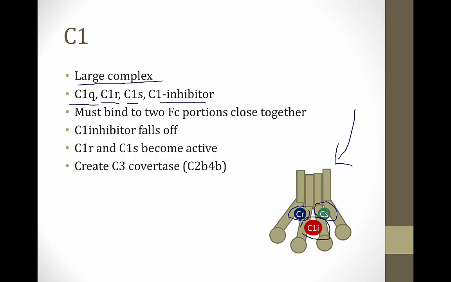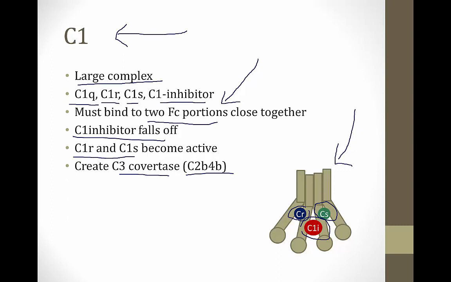In order for C1 to activate via the classic pathway, it must bind to two Fc portions of antibodies which are close together. When two Fc portions bind to the C1 complex, the C1 inhibitor will fall off. Once this happens, C1r and C1s become activated, and then they will create that C3 convertase, which is C2b and C4b.